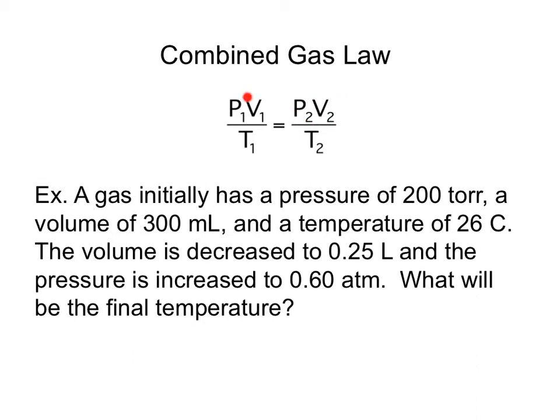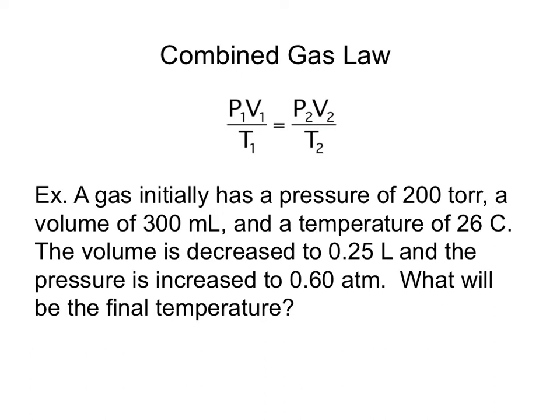If the volume is constant, then you have the law of Gay-Lussac. V1 is equal to V2, so it cancels out. We say constant volume, P1 over T1 is equal to P2 over T2. And if you have constant pressure, that's the condition for Charles' law. The pressures cancel out, and you have V1 over T1 is equal to V2 over T2. So if you remember this equation, you can come up with the other three, which is really nice.